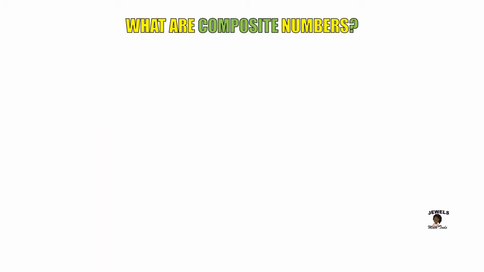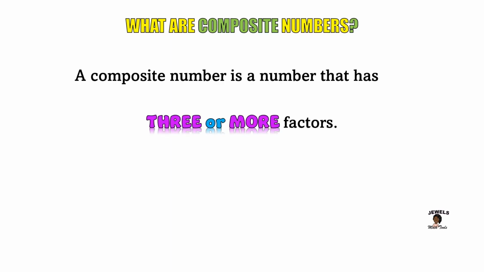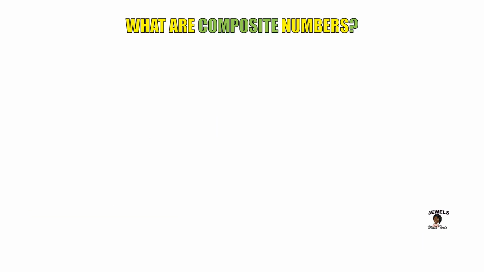So, what are composite numbers? Composite numbers are numbers that have more than three factors. So anytime you have a number and you're listing the factors of that number and you have three or more factors, that is a composite number. So here are some examples of those type of numbers. We have 15, 28, and 39. And with all of these numbers, we have three or more factors that can be listed, which makes them a composite number.